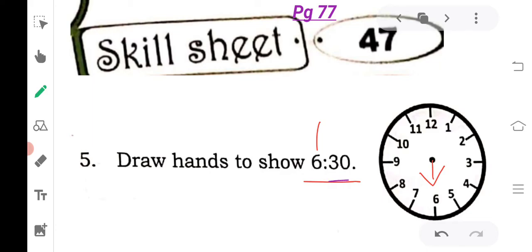30 minutes. Each of these gaps is 5 minutes. From 12 to 1 is 5 minutes. Then 5 plus 5 is 10, 10 plus 5 is 15, 15 plus 5 is 20, 20 plus 5 is 25, and 25 plus 5 is 30. So your long hand will come like this, here, parallel here. Okay, so this is the time. Draw hands to show 6:30. Okay children, I hope it is clear.